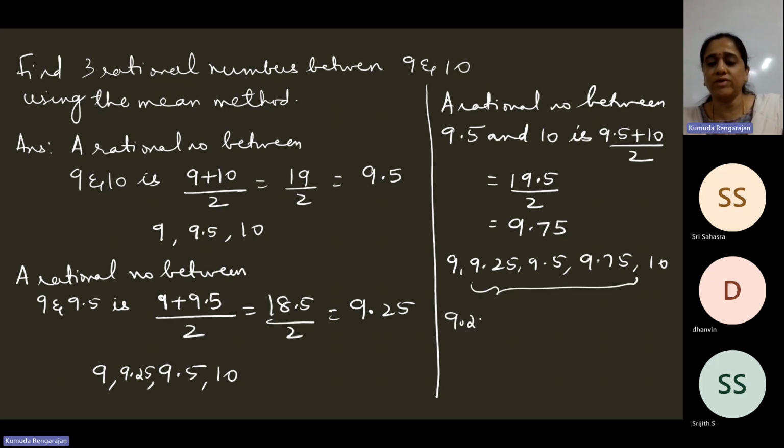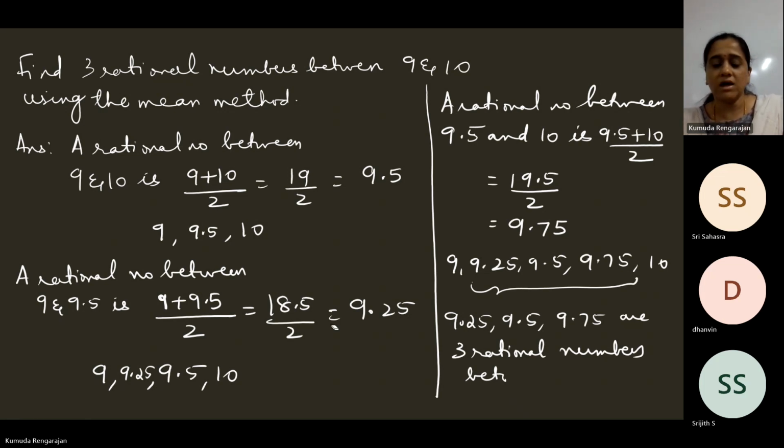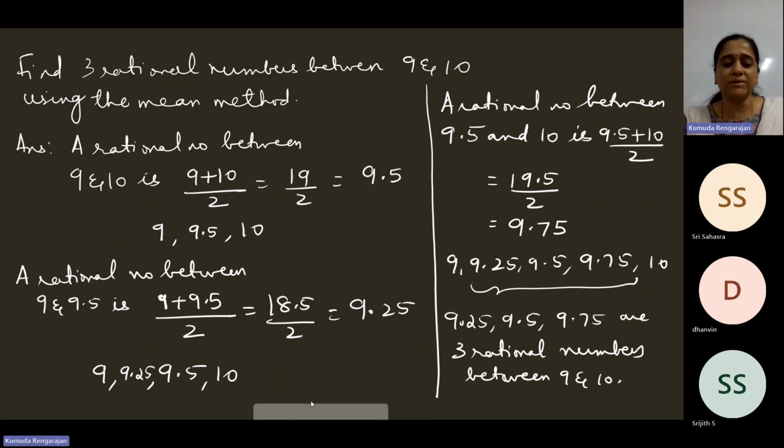So 9.25, 9.5 and 9.75 are the three rational numbers between 9 and 10. So the mean method is simply adding the two numbers and dividing by 2.